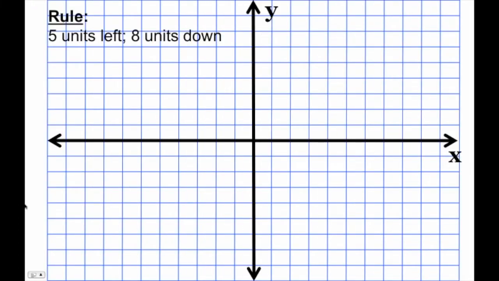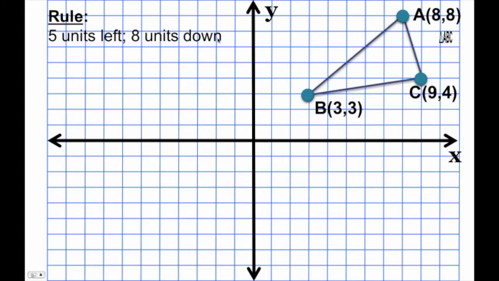Well, how about when we have a rule that has more than one part? We've done examples where we just go up, or we just go down, or we just go left, or we just go right. But what about when we have more than one thing to do for our rule? Let's say our rule is to move our figure 5 units to the left and 8 units down. And let's say we have the triangle ABC. Well, their coordinates are right here.